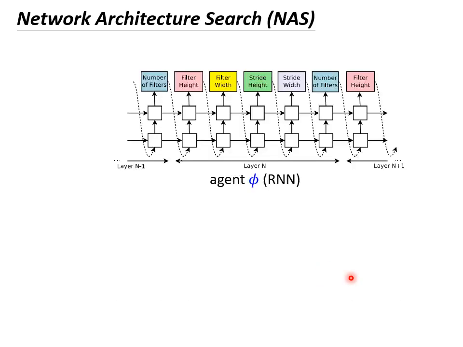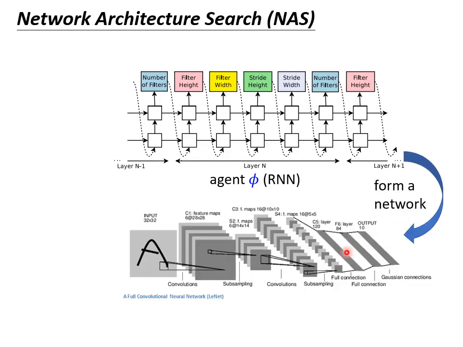And this is how you actually do it. You have an agent phi, which can be considered a recurrent network, and this recurrent network generates a hyperparameter of the network architecture. For example, if you want to generate a convolutional neural network, the recurrent network can tell you the number of filters in each layer, the filter height, filter width, stride of height, stride of width, and so on. Then based on the output of the agent, you have a network.